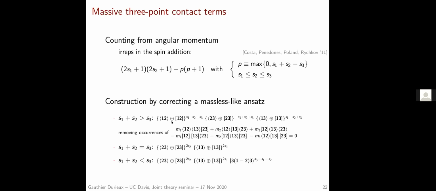Okay. The second question is about this formula about the counting from angular momentum, representations of gravitation, and spin addition. Why is that p factor there? Is there any understanding why this p factor should be here? I mean, this p factor only matters in this case, because otherwise you see that it's just vanishing.